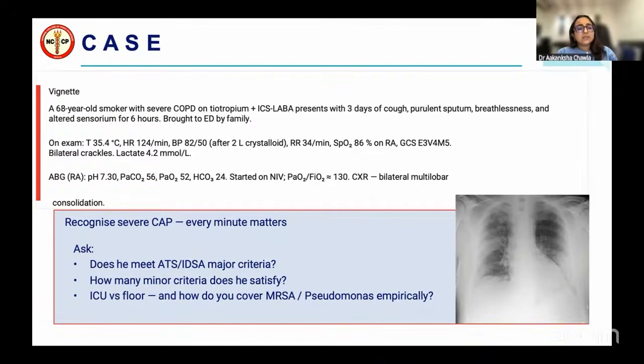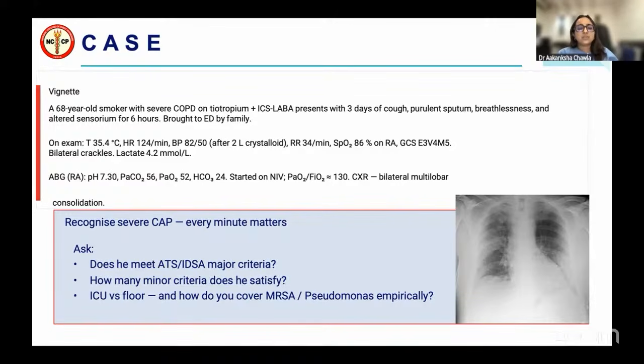A 68-year-old smoker with severe COPD on tiotropium and ICS-LABA presents with 3 days of cough, purulent sputum, breathlessness, and altered sensorium for 6 hours. He was brought in by his family, and as you can see, he's hemodynamically unstable even after 2 liters of crystalloid resuscitation, tachypneic, hypoxemic on room air, and has bilateral crackles. ABG was showing respiratory acidosis as well as hypoxemia. And the X-ray is showing bilateral multilobar involvement.